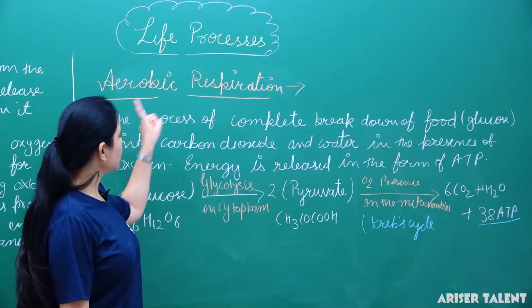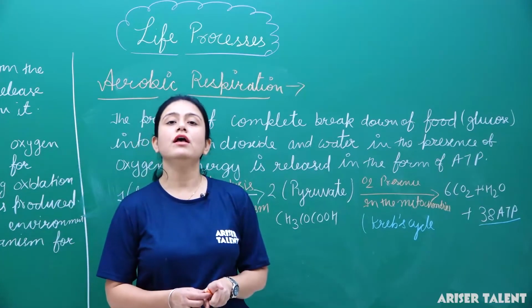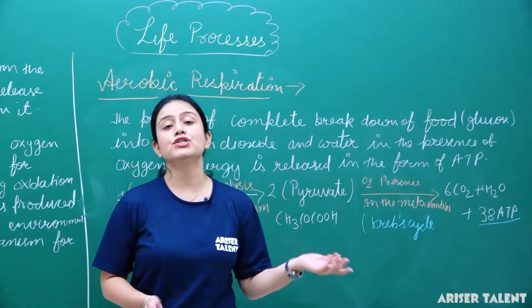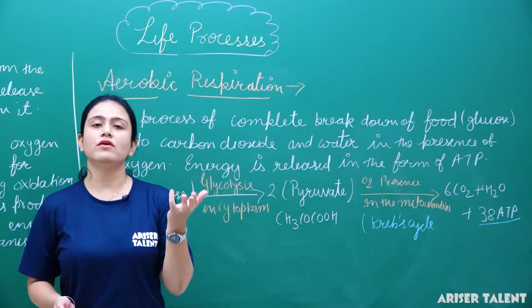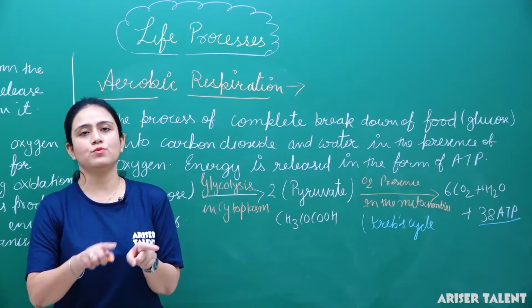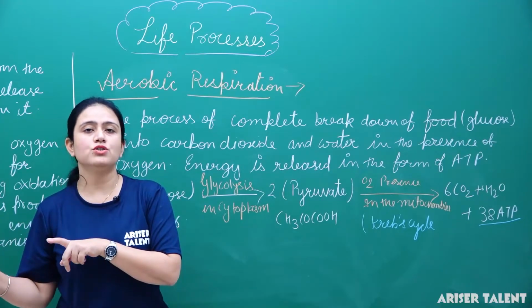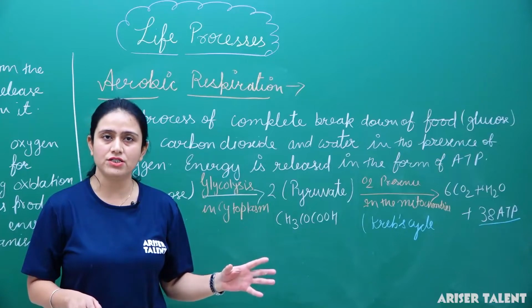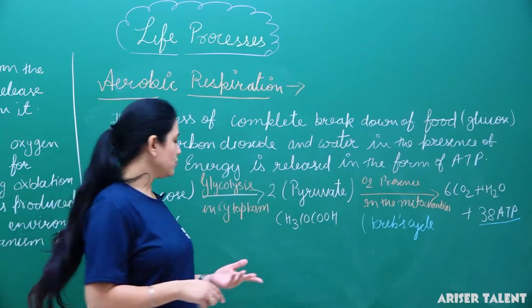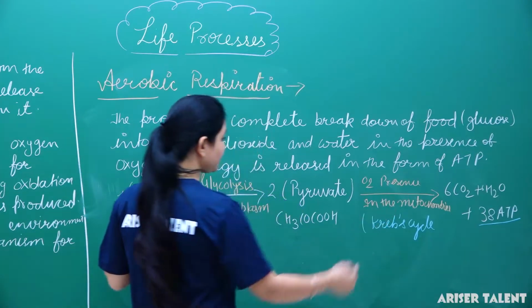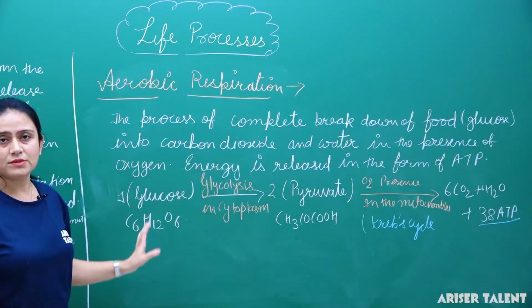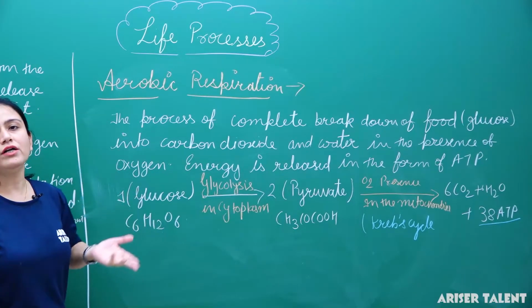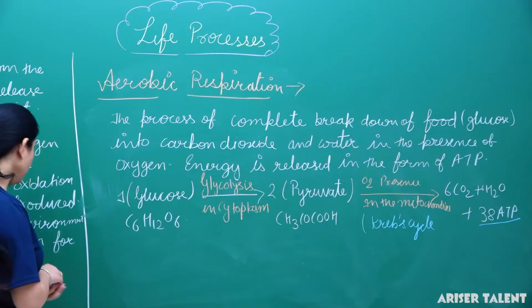Clear? I hope it is clear to you. Aerobic respiration is the respiration in which, in the presence of oxygen, glucose is completely broken down into carbon dioxide and water, and a great amount of energy is produced. So this is the complete equation of aerobic respiration. Now we will talk about anaerobic respiration.